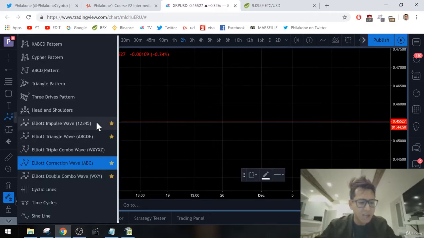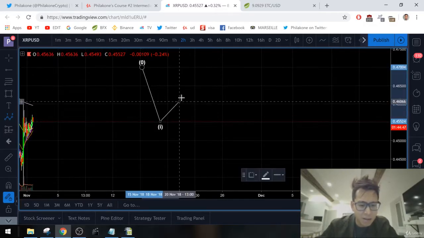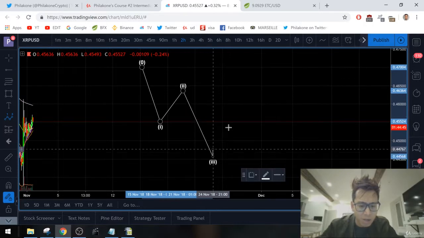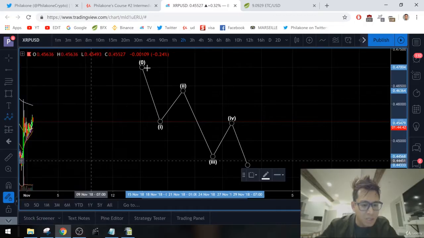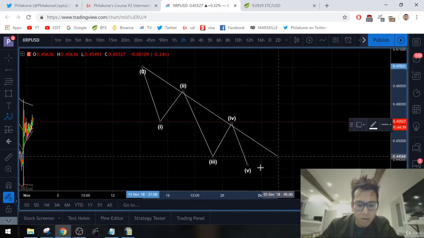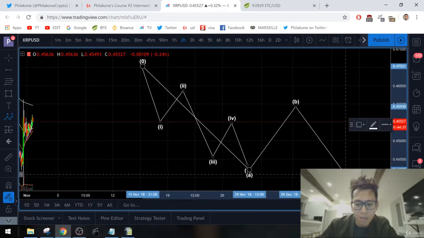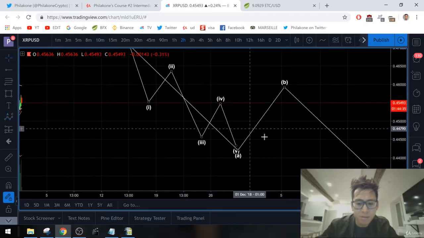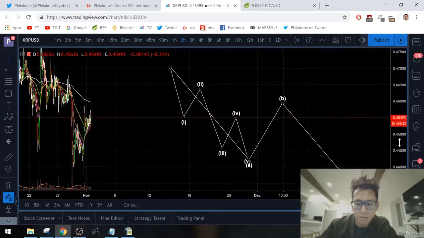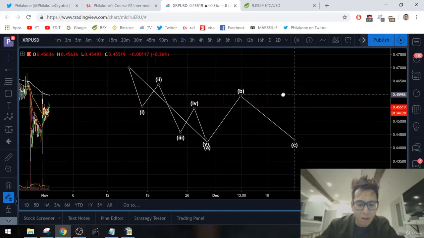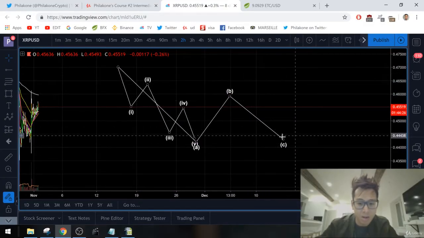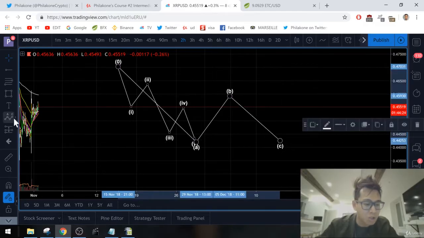So let's say we have a zigzag that goes something like this, all right? That goes something like that. And this is now the ABC structure that I will draw in here. A, B, C. Okay? Now sometimes the C wave can also be truncated, all right? It can also be truncated as well.